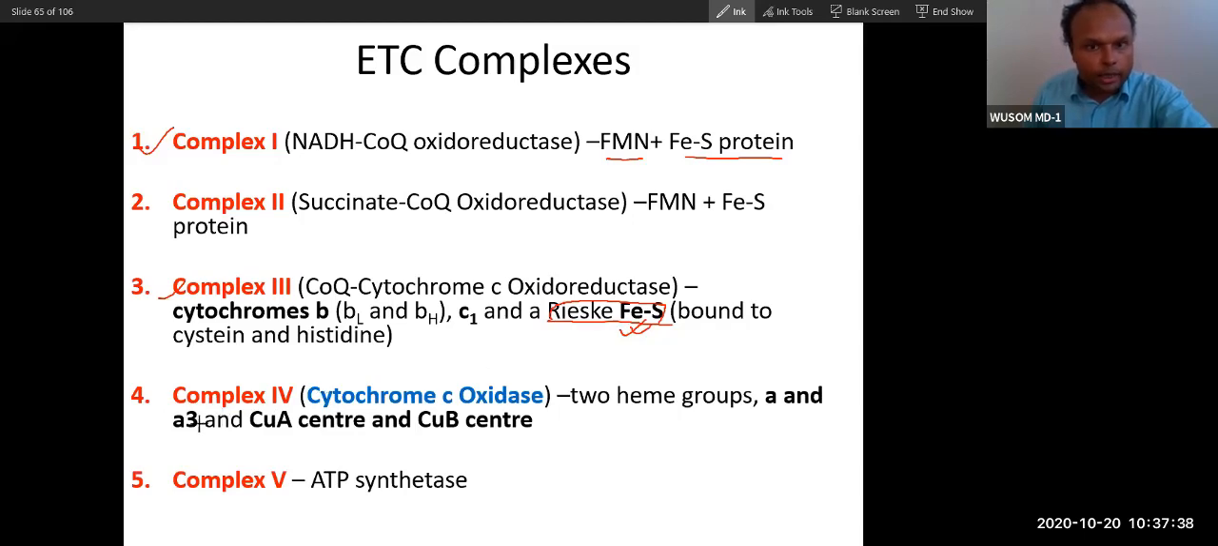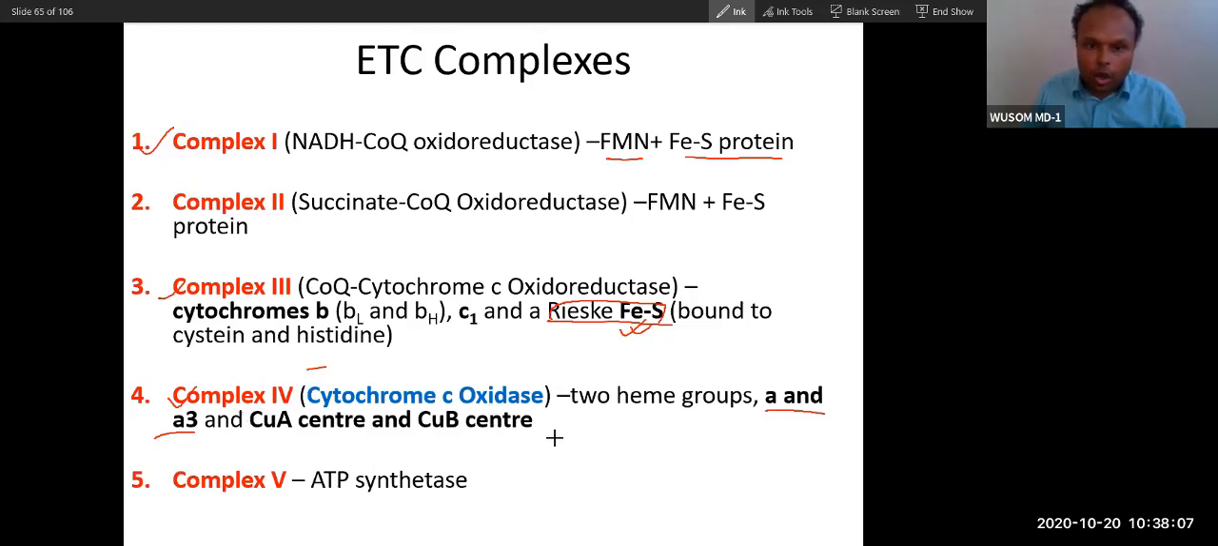Now these are the wiring. You have to understand which parts of the wire the electrons flow through. Complex 4 has heme a, a3, and the copper center. These are part of the wire. Complex 4 does not have an iron sulfur complex. Only complexes 1, 2, and 3 have iron sulfur complexes.